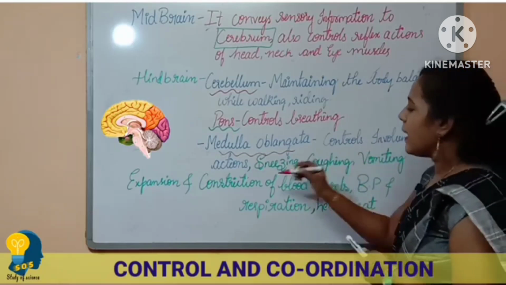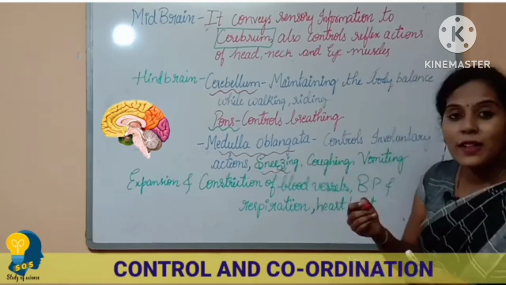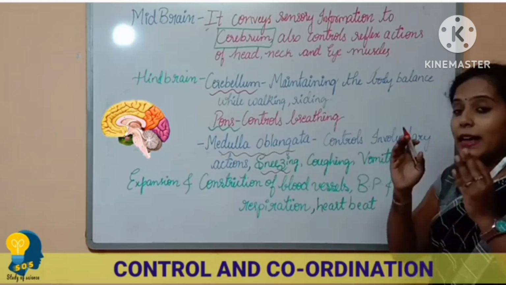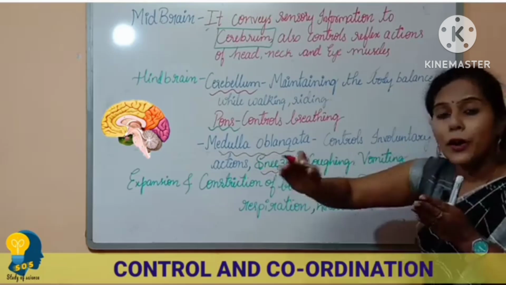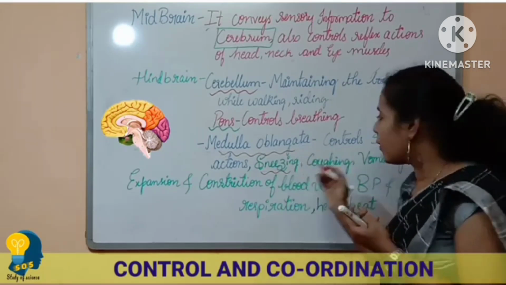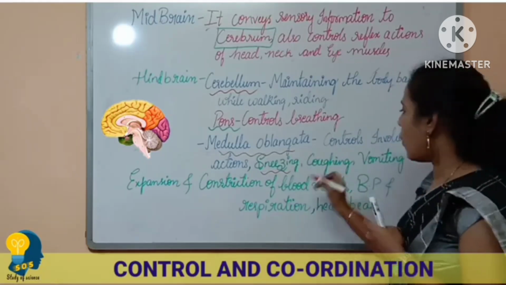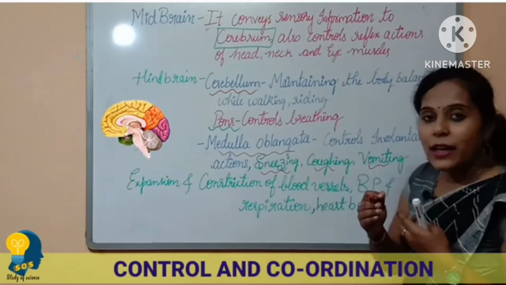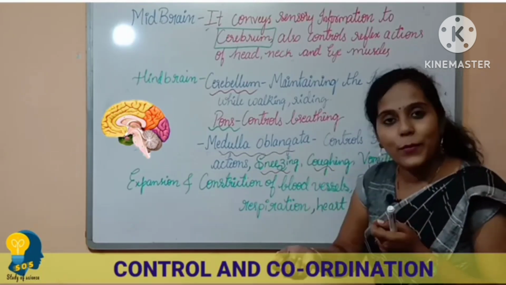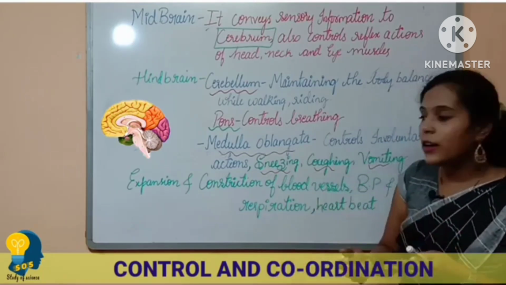Which are the actions? They are like sneezing. Can we control sneezing? To certain extent, for a second you can control, but for a longer period of time, can you control? No, you cannot control, right? So sneezing you cannot control, coughing you cannot control, right? Then vomiting you can control for some seconds, but you will suddenly vomit, right? So vomiting, it is not under your control.